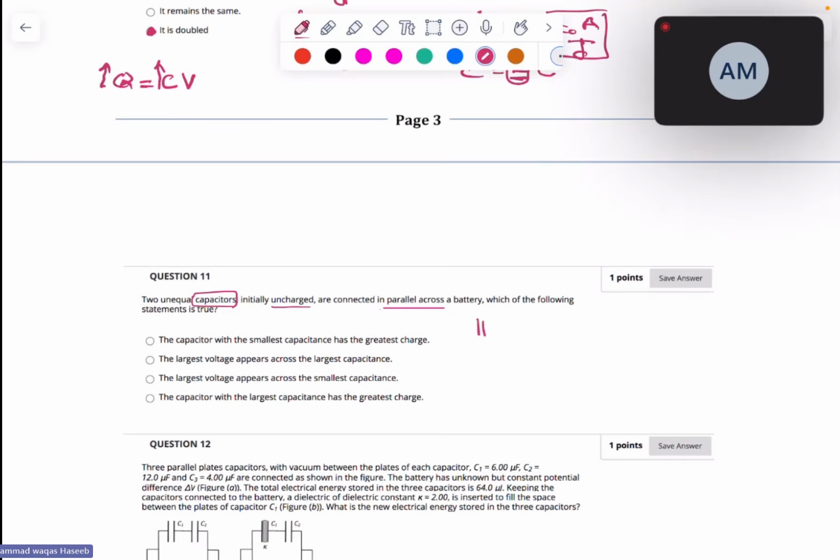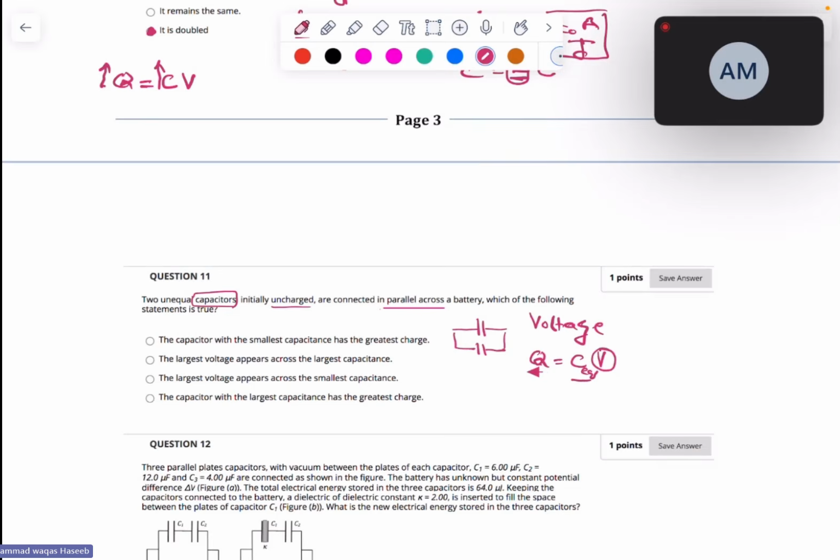So the capacitors are connected in parallel. This is the parallel combination. You need to remember that the voltage remains the same in the parallel combination. We know that the charge is related to C equivalent and V. So if they are in parallel, we need to calculate the C equivalent. The voltage remains the same, so what happens to the capacitance will relate to the charge.